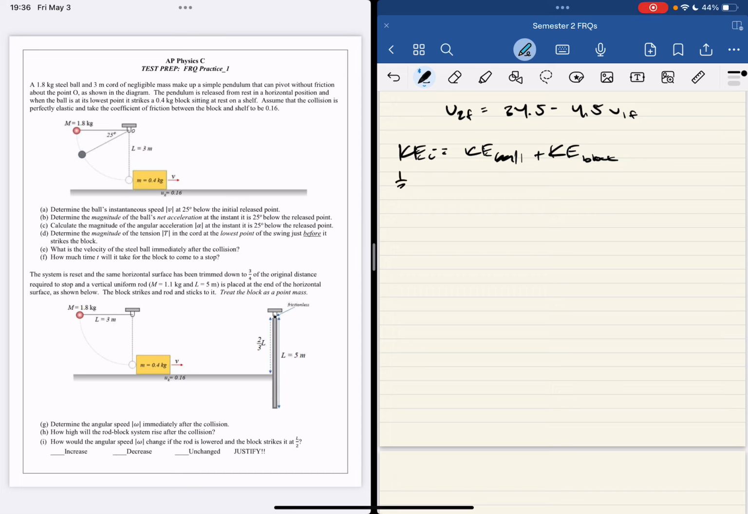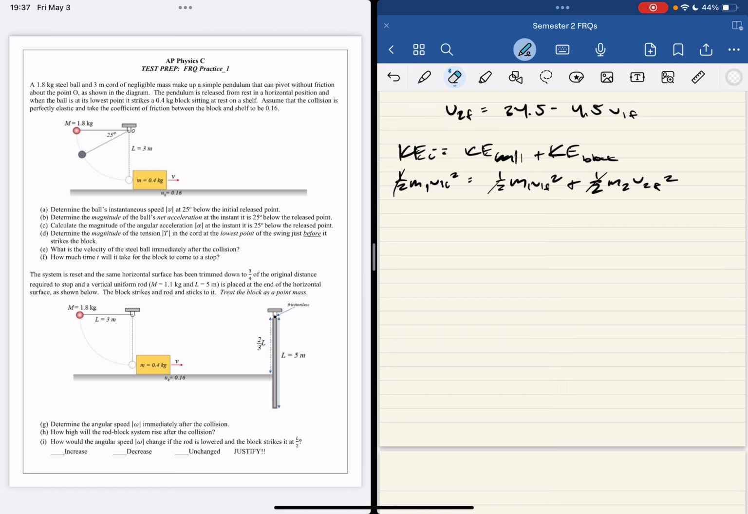Okay, so I'm going to expand this out now. 1/2 M1 V1I squared, and we know there won't be a KE of the block because it's starting at rest. So 1/2 M1 V1F squared plus 1/2 M2 V2F squared. Cancel out the 1/2s. Now I'm going to plug in my values.